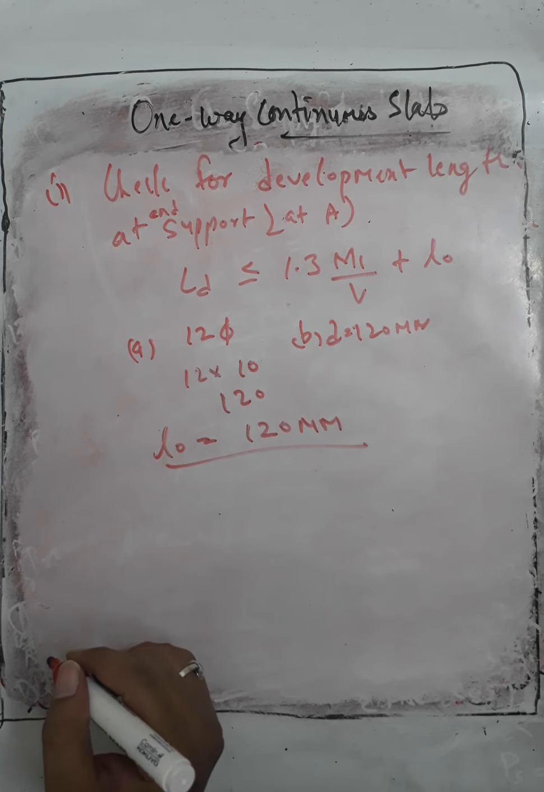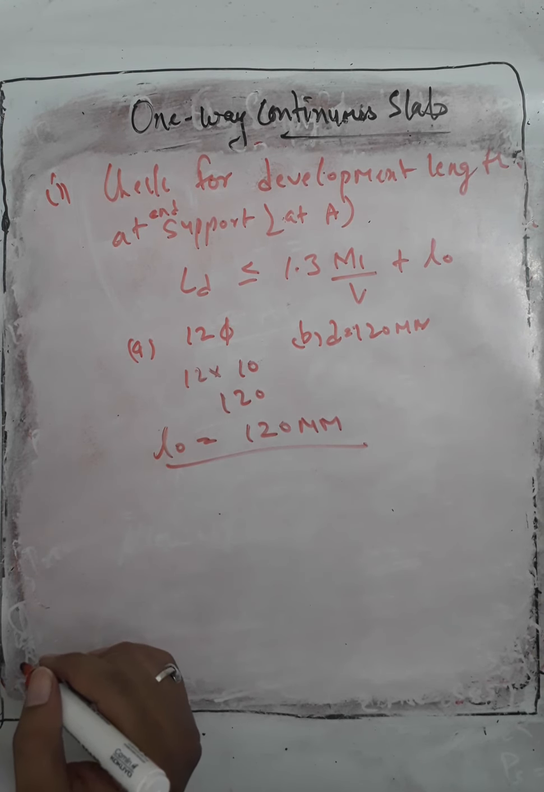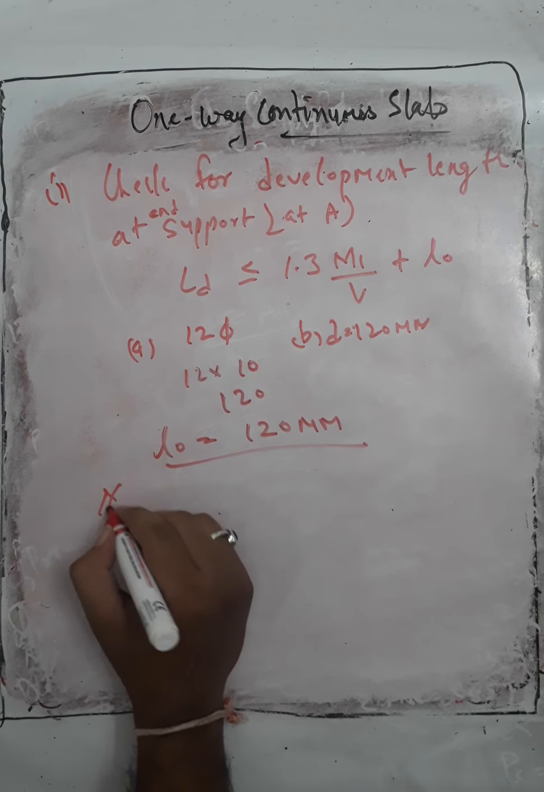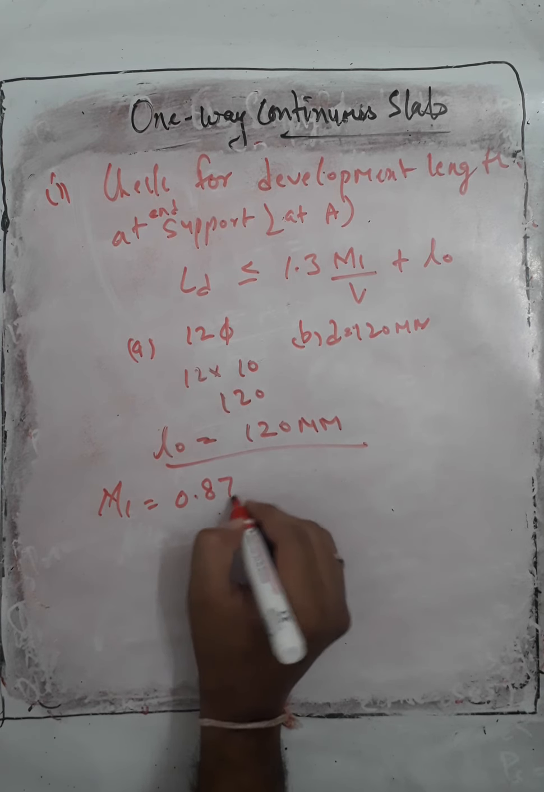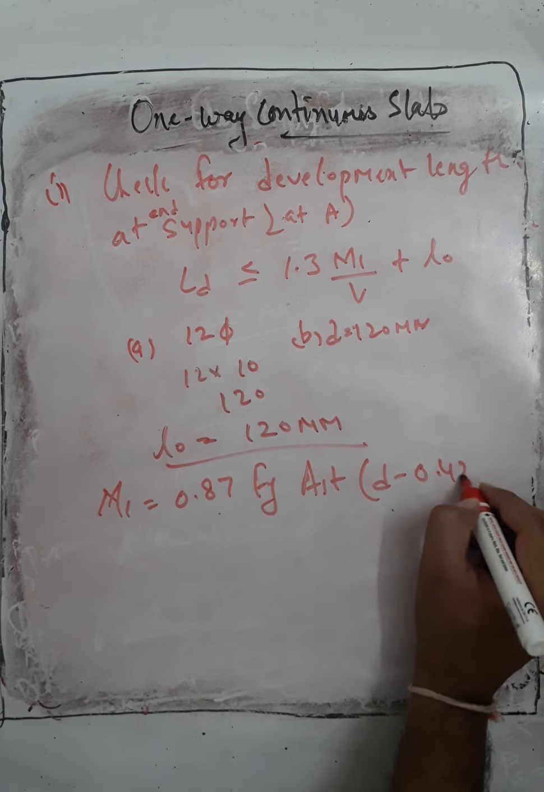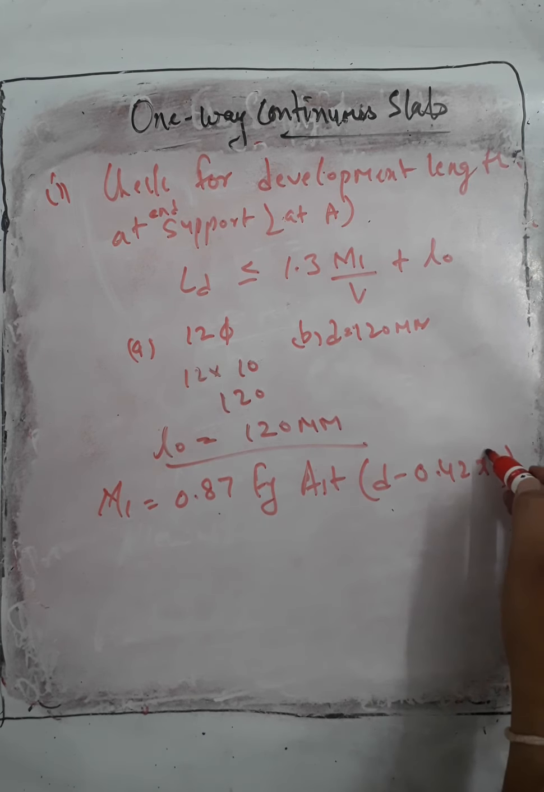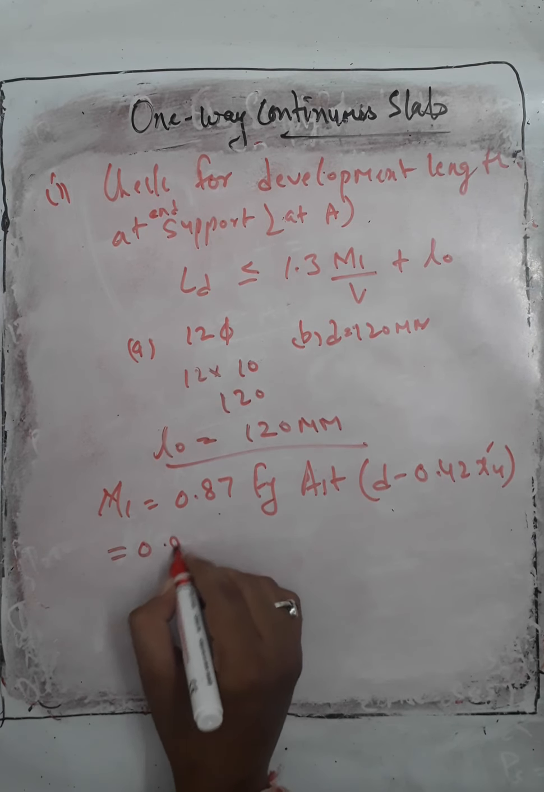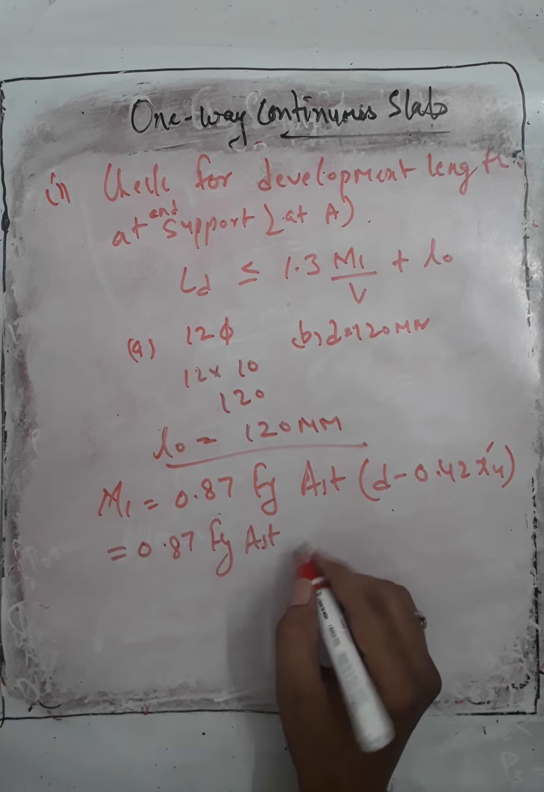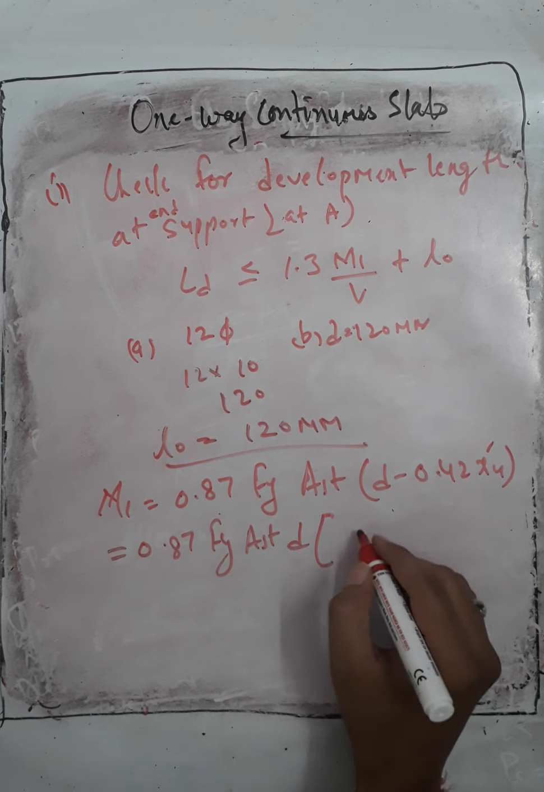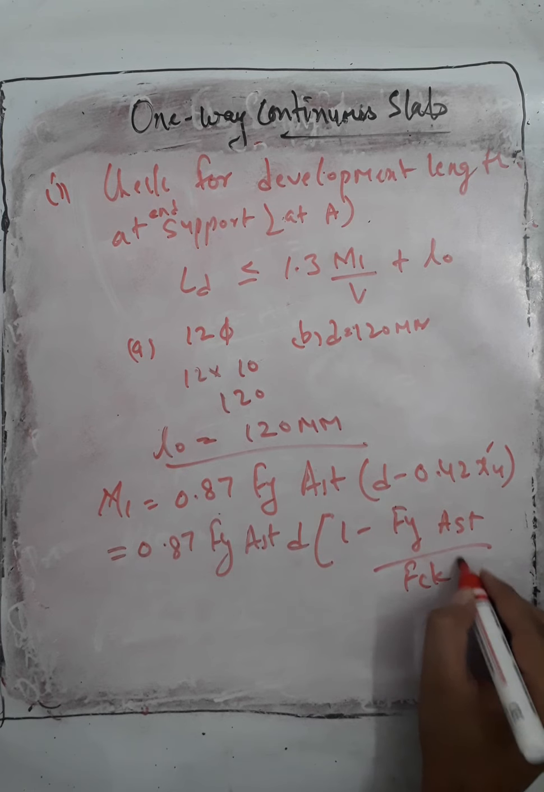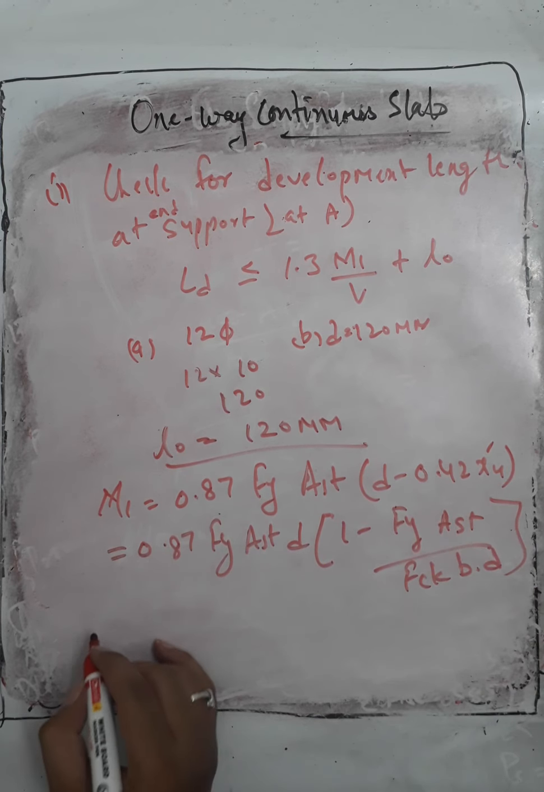For finding M1, M1 is the moment. So for finding the moment we take the formula, M1 is equal to 0.87 Fy AST D minus 0.42 XU. But here XU is not given, so we modify this formula and write 0.87 Fy AST D into 1 minus Fy AST divided by FCK B D. This is our modified formula.